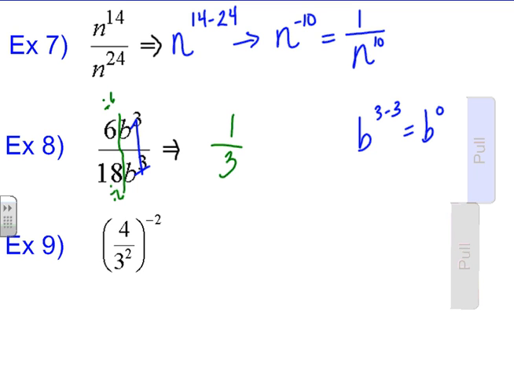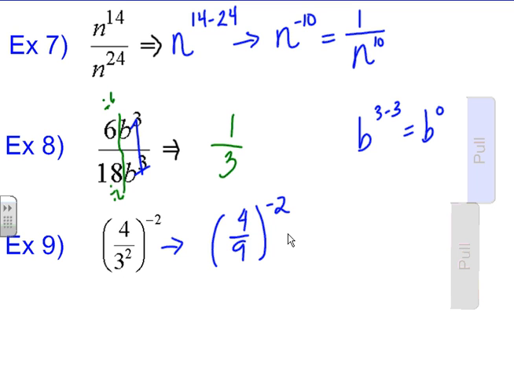Our last problem here, 4 divided by 3 squared, and the whole thing to the negative 2 power. Well, let's start from the parentheses first. We do have something we can simplify in here. So this works out to be 4 divided by 9 raised to the negative 2 power. Now, 4 divided by 9, nothing can get reduced there, so let's deal with this negative 2.